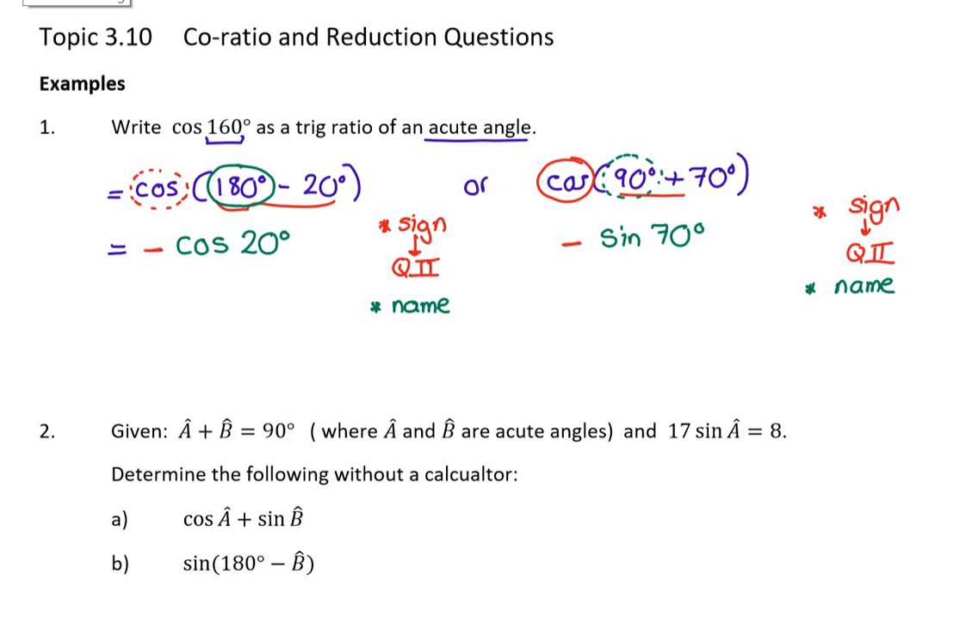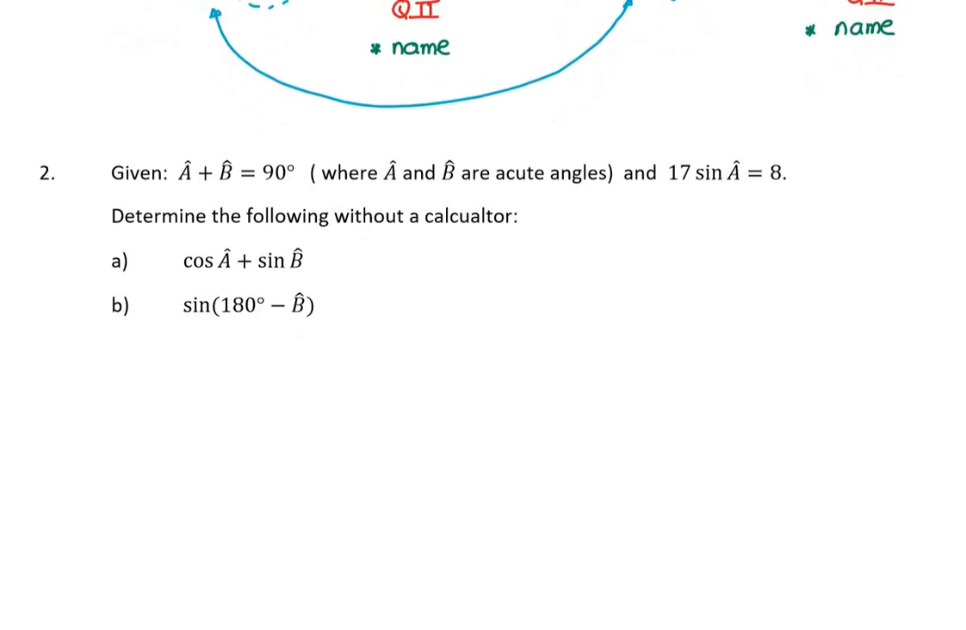Now it might look like you have two answers to the same question, but these two are equal to each other. The reason you'll know that is this is exactly what co-ratios means. These angles are complementary. 70 degrees and 20 degrees add to 90. So we say they're complementary. So sine of an angle is equal to cos of its complement, simply because of reduction. So those actually are equal to each other. Right, let's try another one.